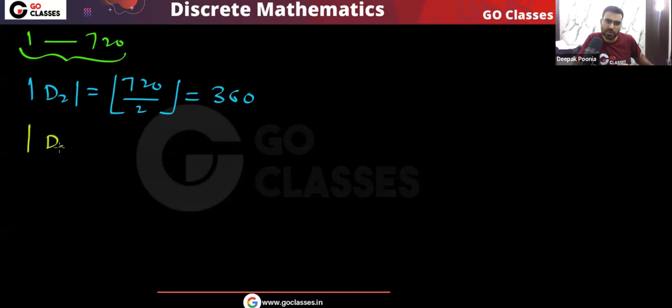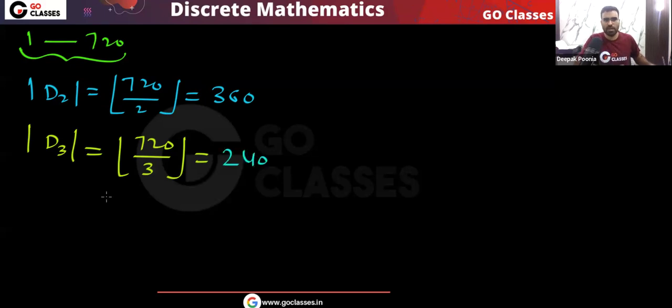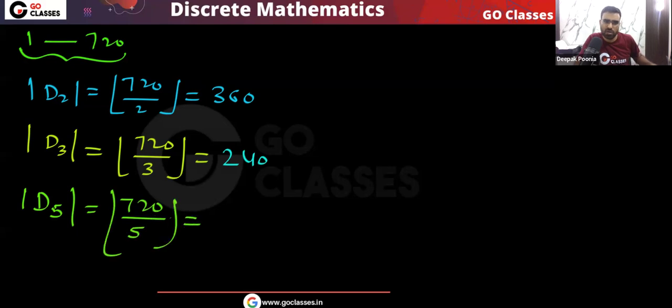How many are divisible by 3? That will be 720 divided by 3 floor. Okay, what is this value? This value is 240. Next, how many are divisible by 5? That will be 720 divided by 5 floor. Okay, what this value is, you can easily find.